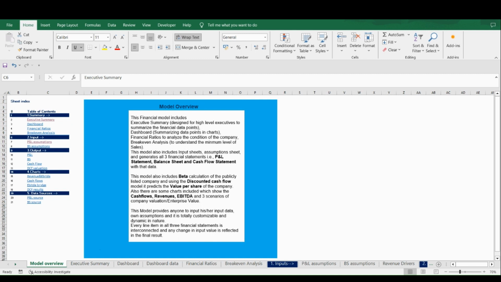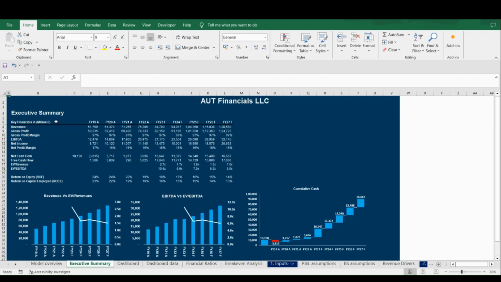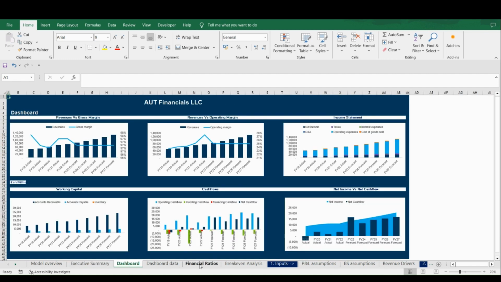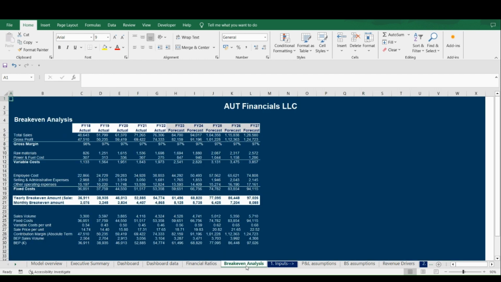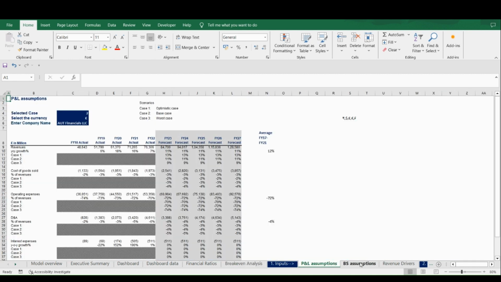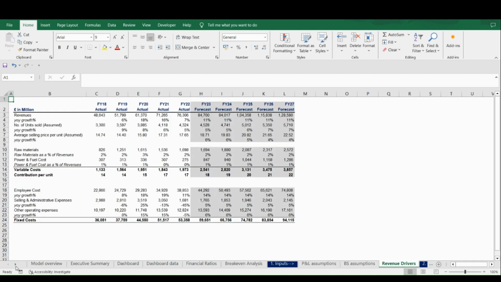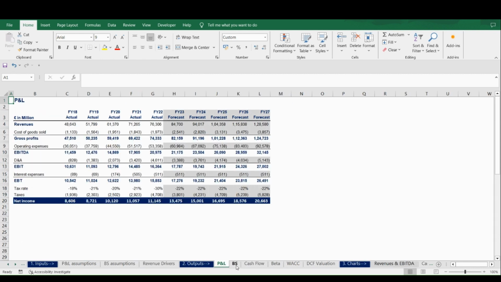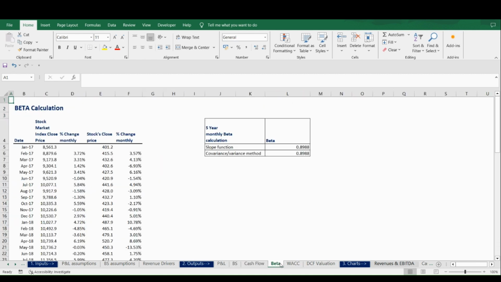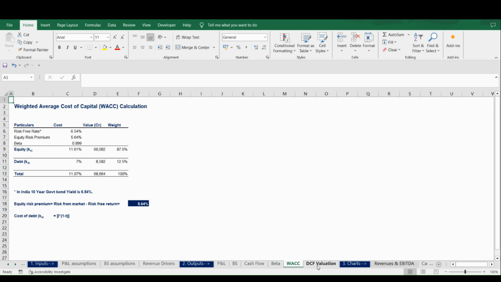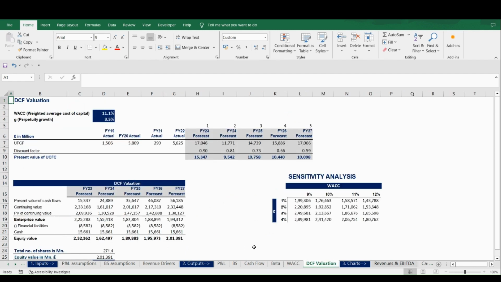Today, I'll walk you through the advanced three statement financial model. This model has five main parts. First one is the summary, which includes tabs like the executive summary of your model, your dashboard, the financial ratios of the company, and a break even analysis. Next up, we have the input tabs, which include P&L, balance sheet, and revenue drivers. Third is your output tab, which has the output of P&L, balance sheet, cash flows, your beta and WACC calculation for public companies, and your DCF valuation to value your company's share price.